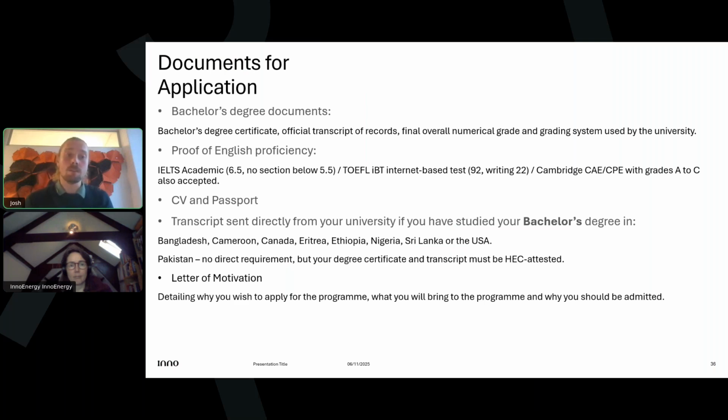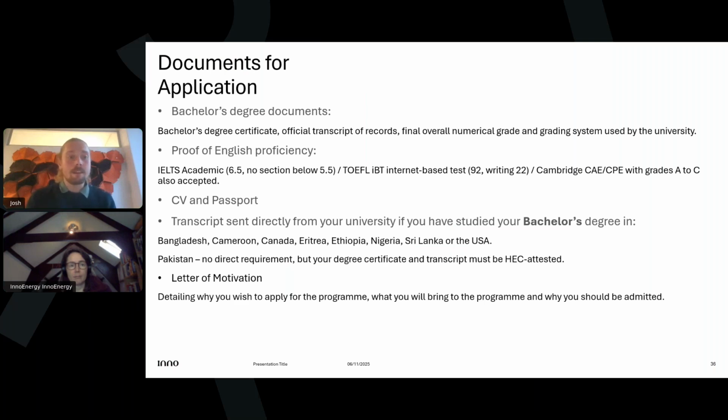Please also apply with your CV and passport. CV, it should be no more than 2 pages of A4, 2 sides of A4. And your passport, obviously, if you're going to be traveling to Europe, then we need to see a passport from you. If you are in the process of getting your passport and only have an ID card, then of course you can apply with that. But then obviously, if you are going to be coming to Europe from somewhere outside of Europe, then you will be needing a passport anyway.